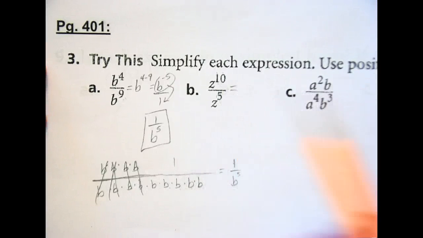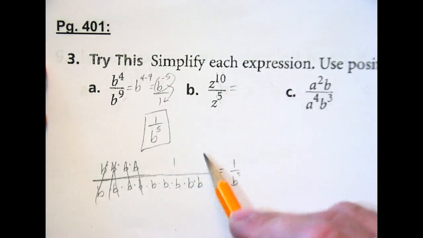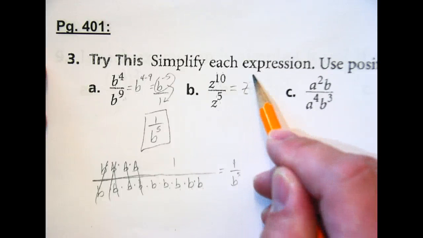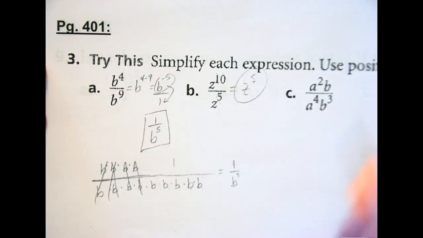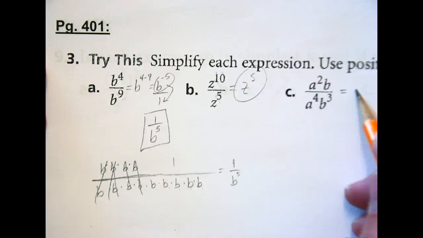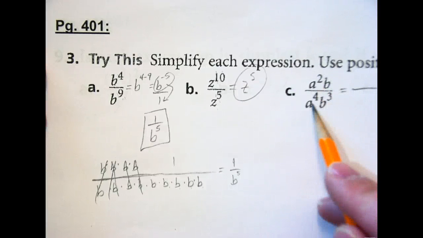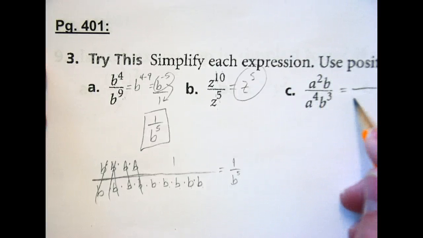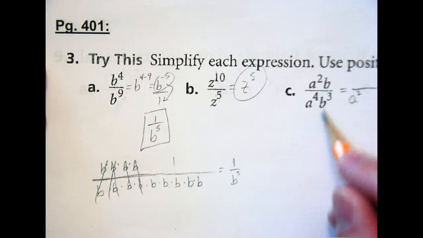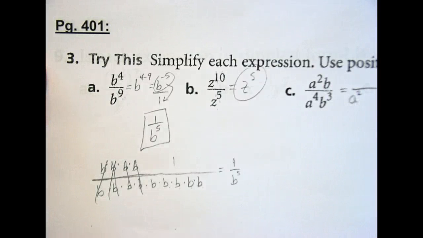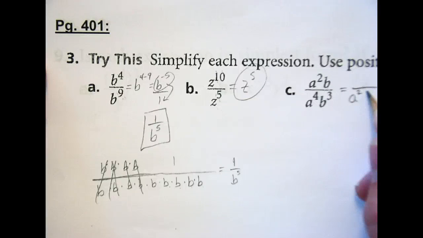Top or bottom? Bottom? Nope. Top. I have 5 more on top. Okay, so where do I have more a's? Top or bottom? Bottom. How many more? 2. A squared. Where do I have more b's? Top or bottom? Bottom. How many more? 3. Nope. 2 more. And what's on top? 1.